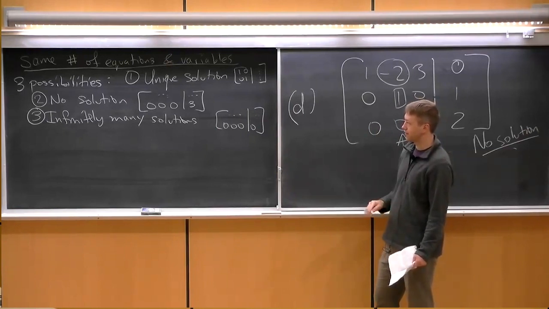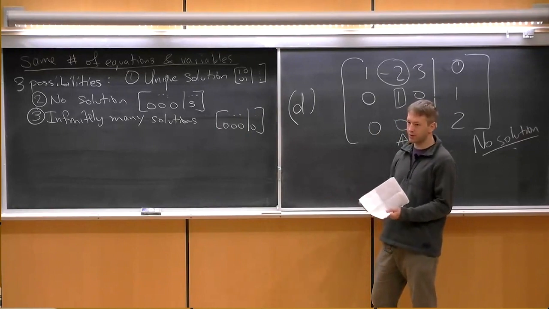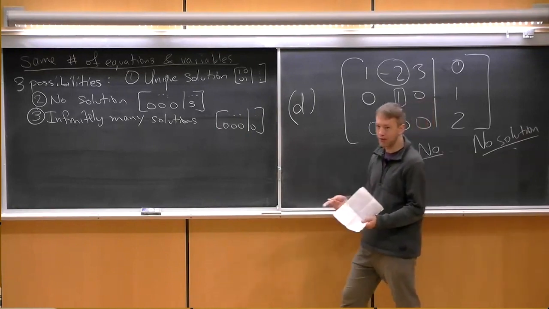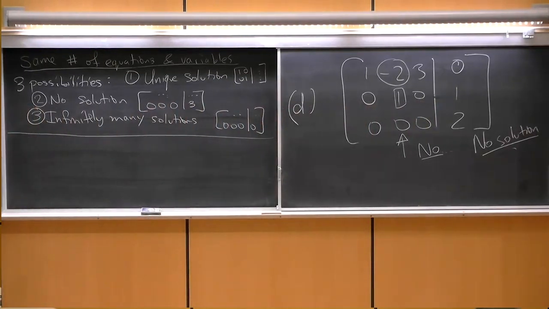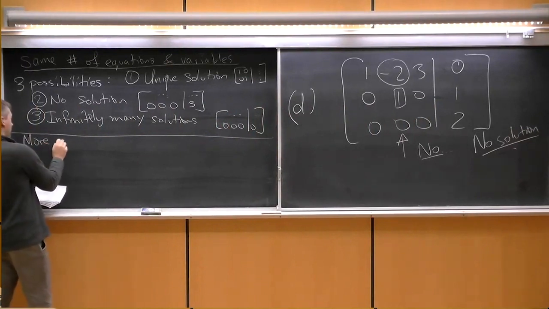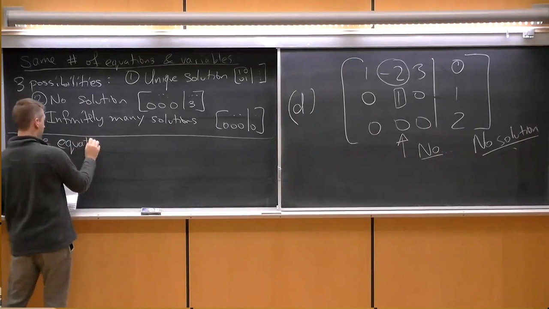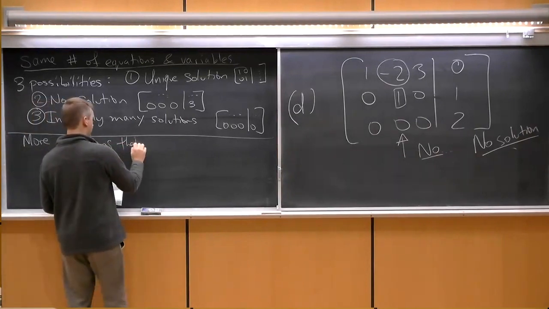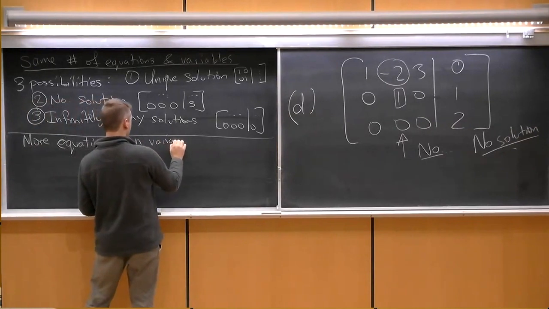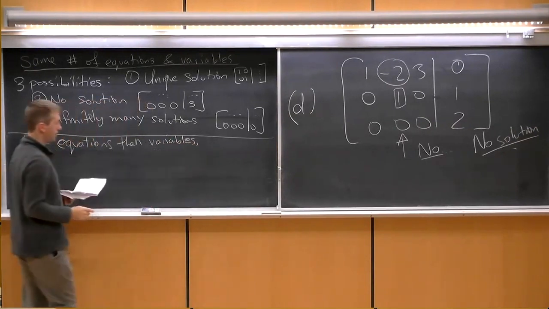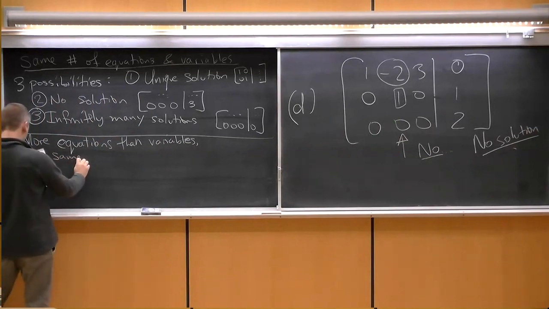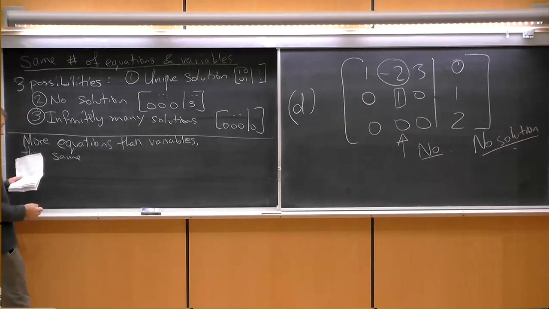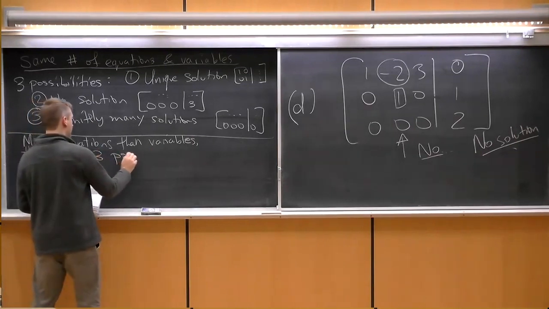Okay. So that's if you've got, let's say, 3 equations, 3 variables, or 2 equations, 2 variables, 4 equations, 4 variables, right? If you have more equations than variables, actually the possibilities are kind of the same. You have the same 3 possibilities.